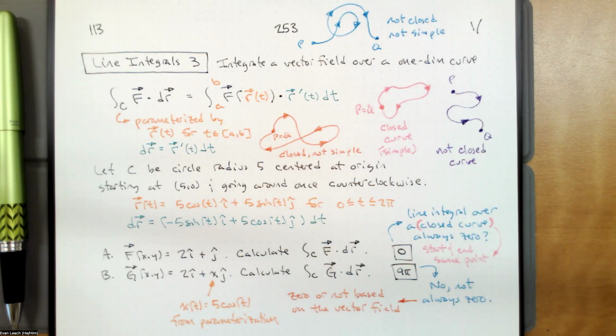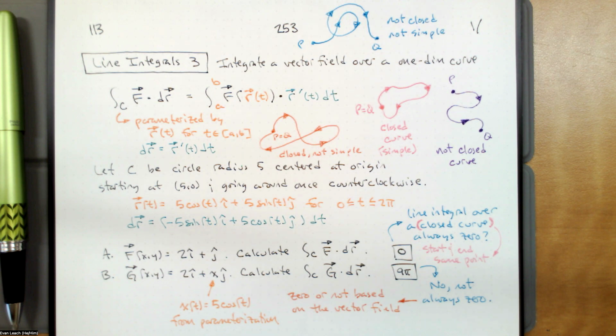Today we want to calculate another line integral. Remember we're integrating a vector field over a one-dimensional curve. The elements that we need are parameterizing the curve and where we're going to plug things in. So the integral over C of F dot dr is the definite integral from a to b of F at r of t, where r of t is a parameterization for the curve C from a to b. And dr is r prime of t dt.